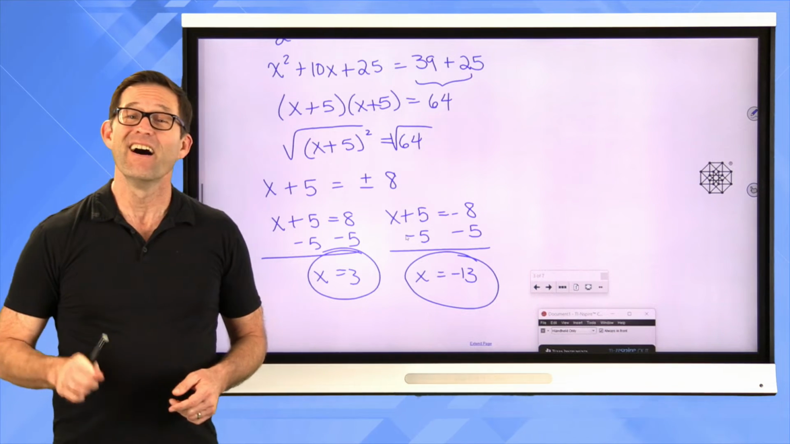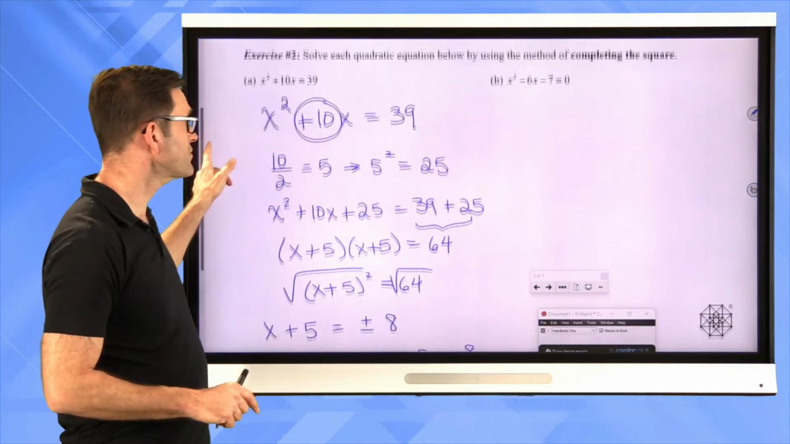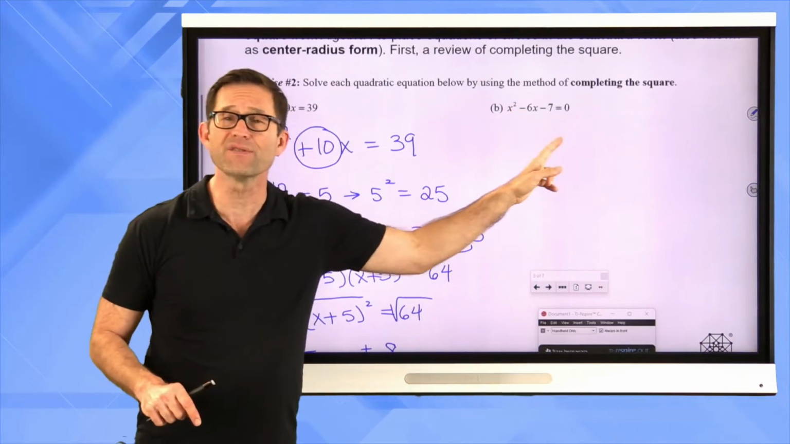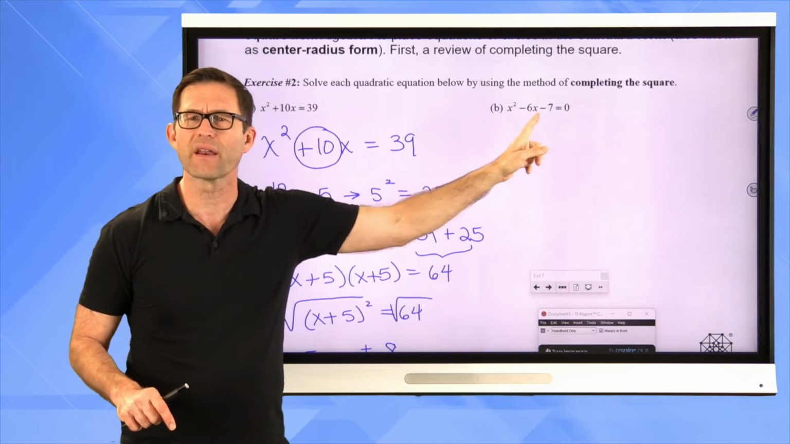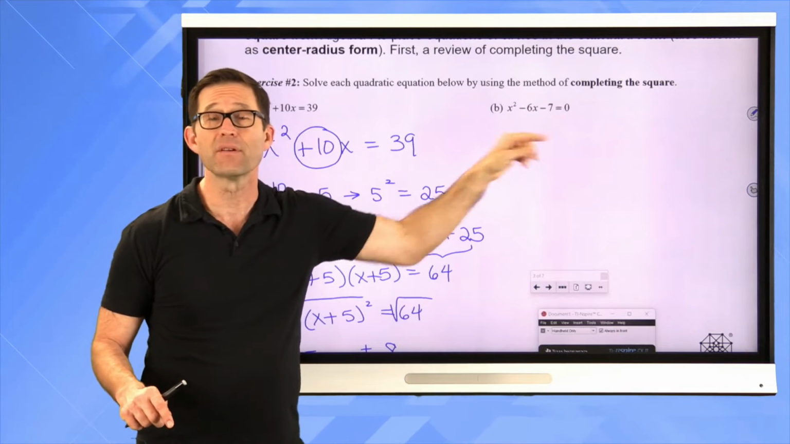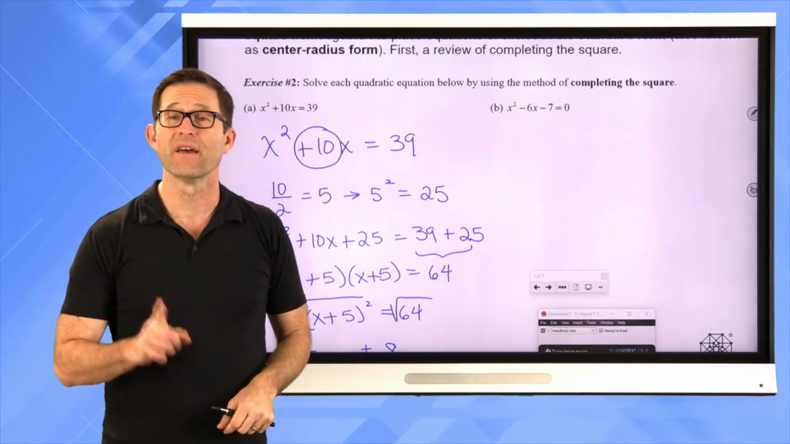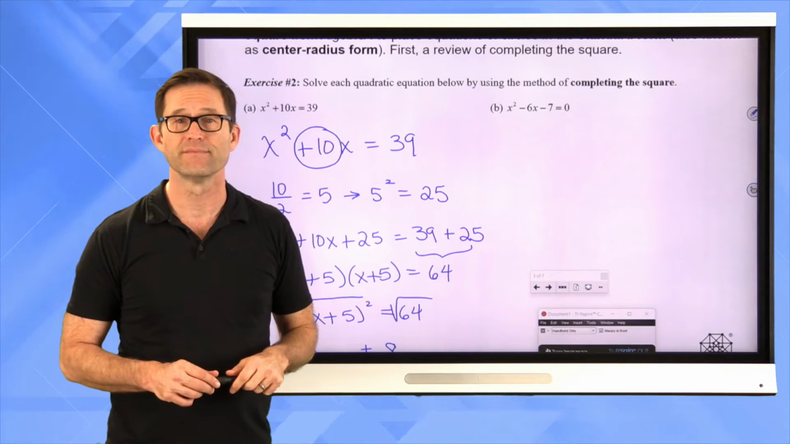All right? Now, that being said, what I'd like you to do is solve this equation in exactly the same way. Now, you might say, but wait a second, this one's got a negative 7 hanging out over there. Fine. Add a 7 to both sides to begin this process and see if you can solve this equation using completing the square.